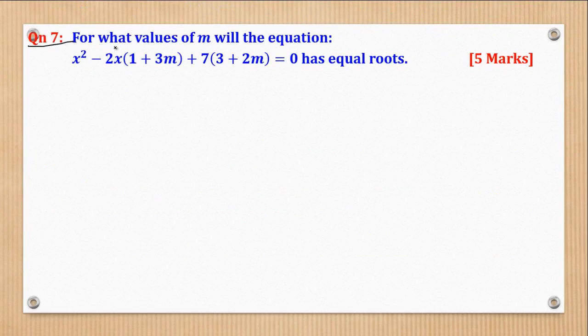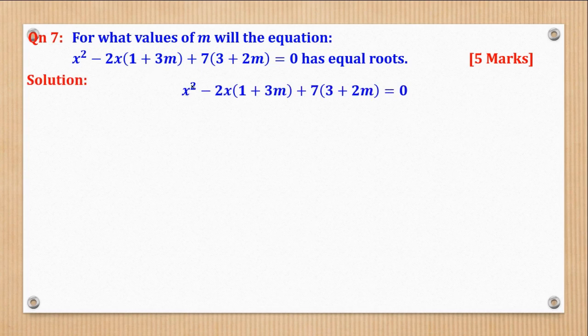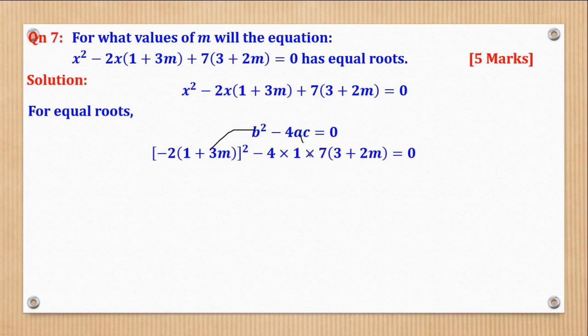Then question 7 says, for what values of m will the equation this have equal roots? So this is have, not has. So here we shall say this is the quadratic equation. So for equal roots, b squared minus 4ac is equal to 0. So b is the coefficient of x, and a is the coefficient of x squared, and c is the coefficient of the term without x. So substitute for b, for a, and for c.